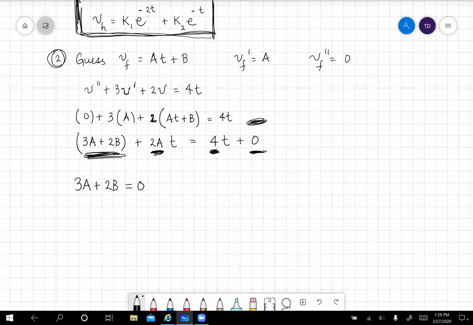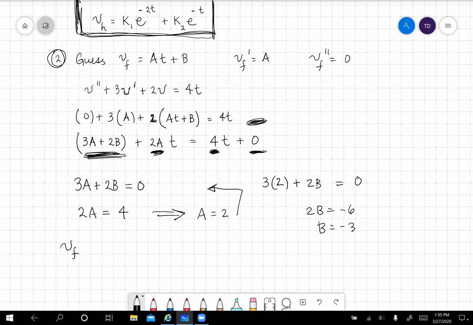So that's one equation. The second equation is 2A is equal to 4. Well, we can solve that one immediately. A equals 2. Now I'll use that and put it in here. When A is equal to 2, I have 3 times 2 plus 2 times B is equal to 0. Solve for that. 2B equals minus 6, B equals minus 3. So now we have A, now we have B. We're going to put both of those into our guess. So that tells us that VF is equal to 2 times T plus minus 3. So let's just make this a straight minus 3.